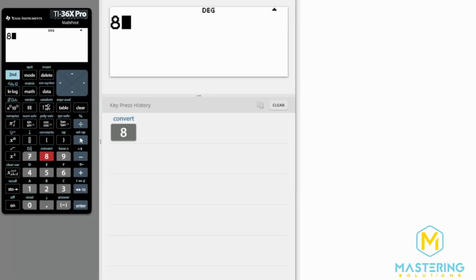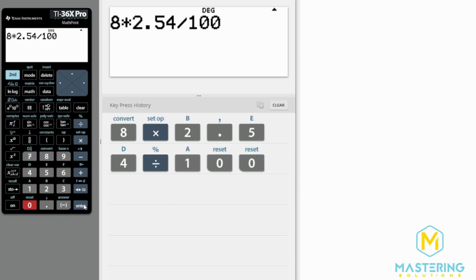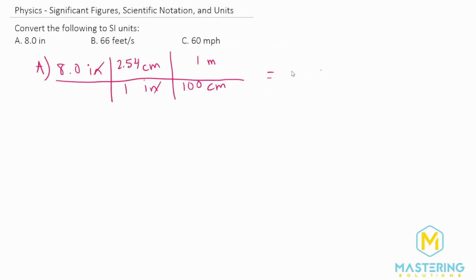So we have 8 times 2.54 divided by 100, which gives us an answer of 0.20 meters. So 8 inches is 0.2 meters.